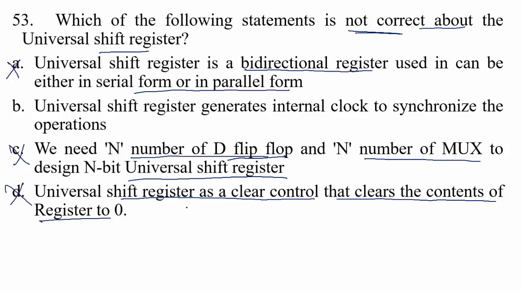See, in the case of universal shift register, you will have preset and clear. If you enable the preset, you will get the register content as 1. If you enable the clear, you will get the register content as 0. Universal shift register generates an internal clock, they are telling. So generating a clock will not be in the hands of the universal shift register to synchronize the operations. So this statement is an invalid statement. So the corresponding option that is going to follow is option B is correct.